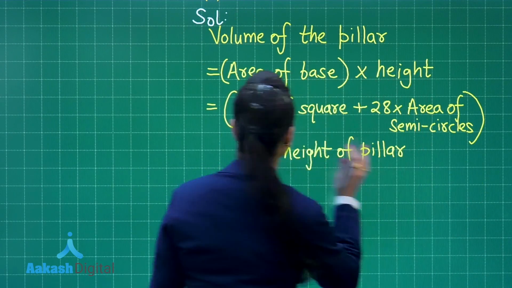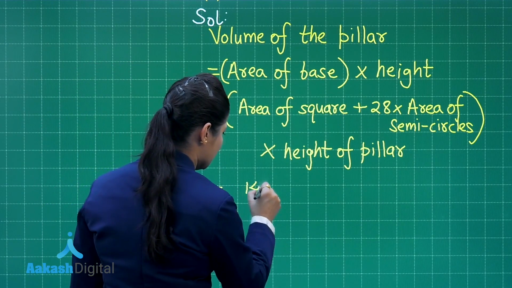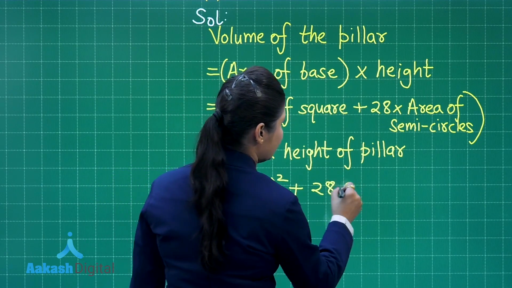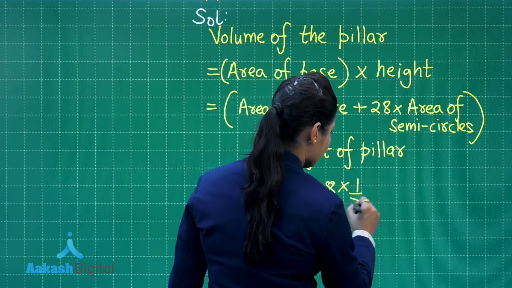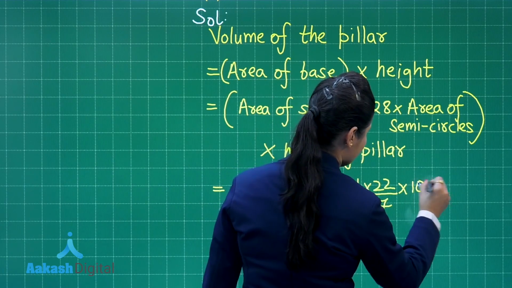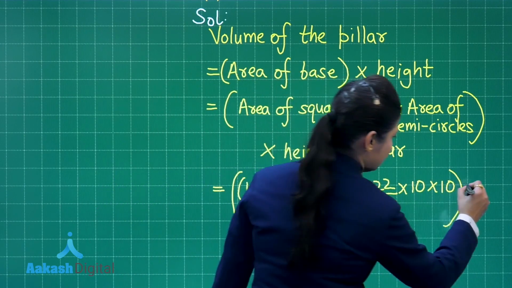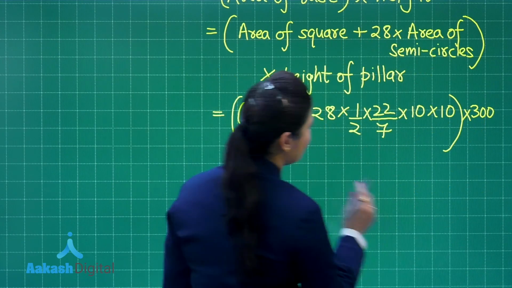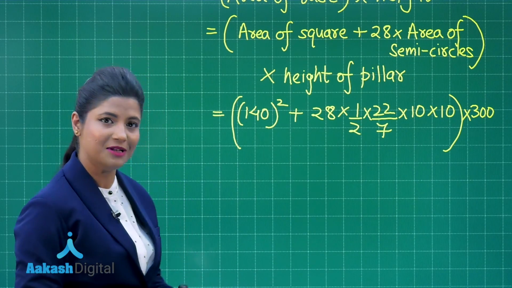Let's firstly write here area of the square base, as the side is of 140. So this will be equal to square of 140 plus I have here 28 into half pi r square. This will be equal to half into pi, where pi is taken to be 22 upon 7 and radius is given to be 10. Moreover, here when we talk about the height, that is 300 centimeter. I am taking all these values in terms of centimeter. So we will be getting here volume in terms of centimeter cube.